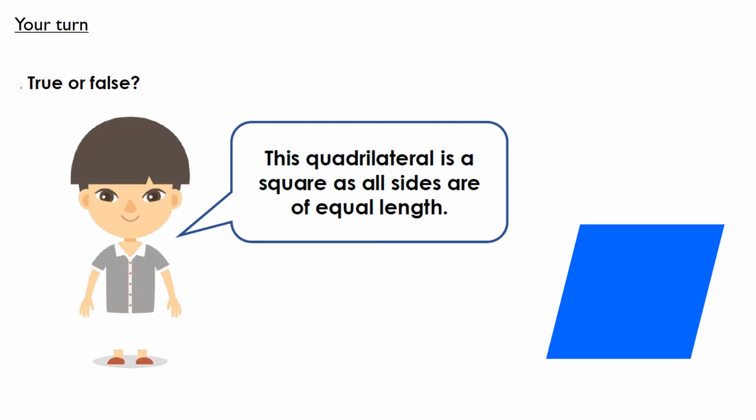Here is another true or false. This quadrilateral is a square as all sides are of equal length. What do you think? Is that statement true or false?